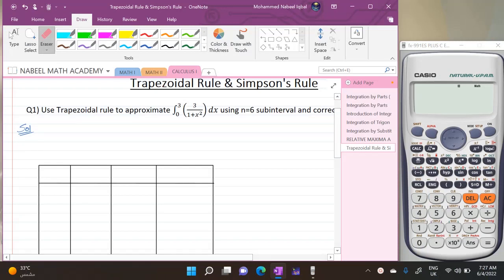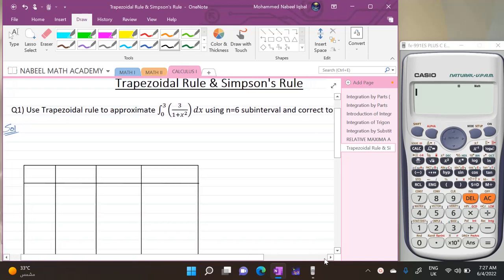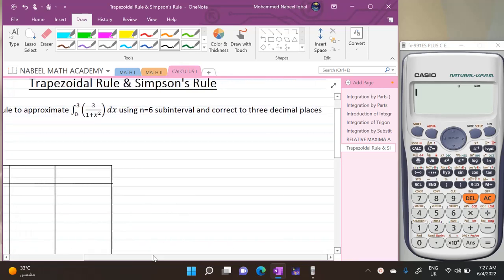In this video, we are going to see the trapezoidal rule and Simpson's rule. So the given question is: using the trapezoidal rule, approximate the integral from 0 to 3 of 3 over 1 plus x square dx, using n equals 6 subintervals, correct to 3 decimal places.